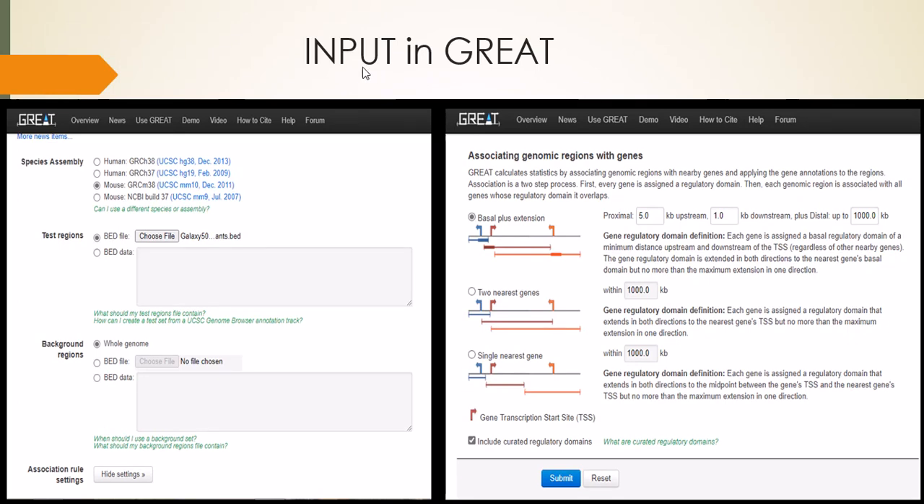This slide shows the parameters that are required for the input in the GREAT tool. For the species assembly, we have chosen the mouse genome. The test regions contain the BED file of each transcription factor, and the background regions contain the whole genome, using the default association rule settings.